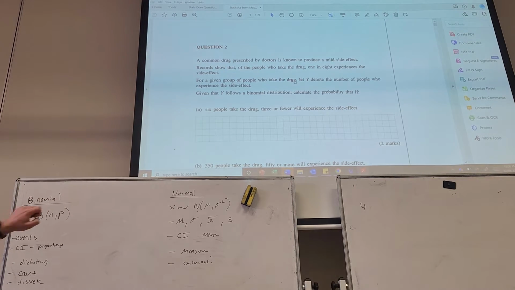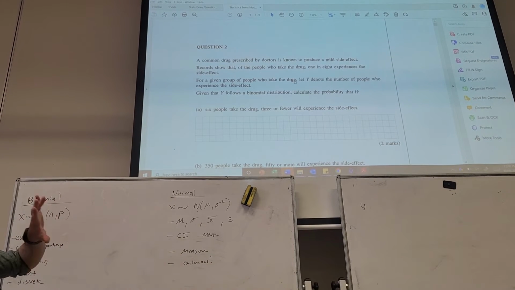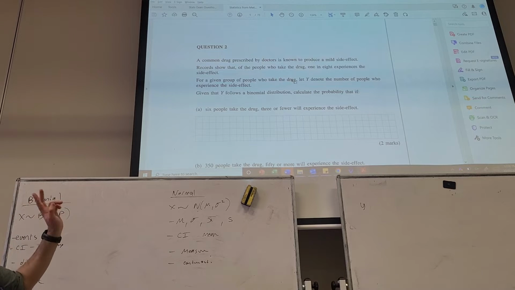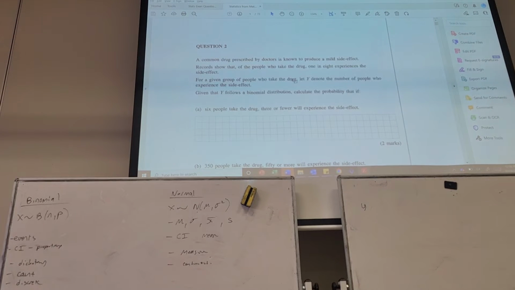But the key difference we're trying to point out here is what are the key tells between a question that's binomial and a question that's normal. And there'll be a question later down that pops up that's actually both, all right? So I want to point that one out. So we'll just get you guys to have a bit of a read of this. Flynn, can you have a read of the first question here?